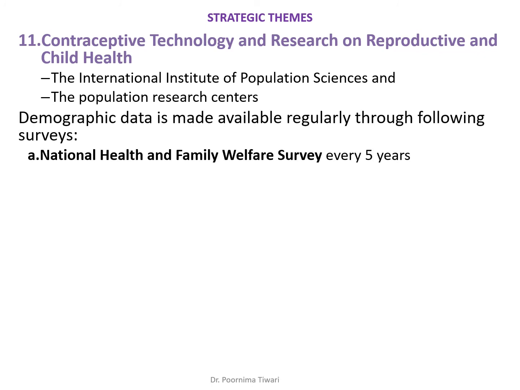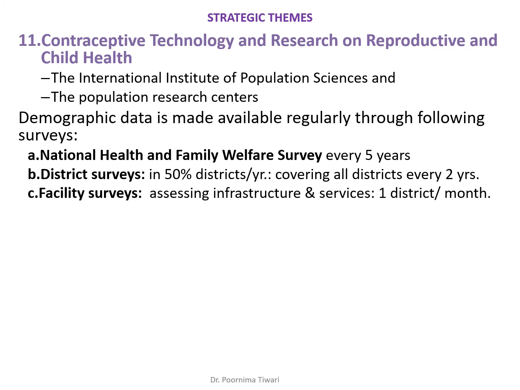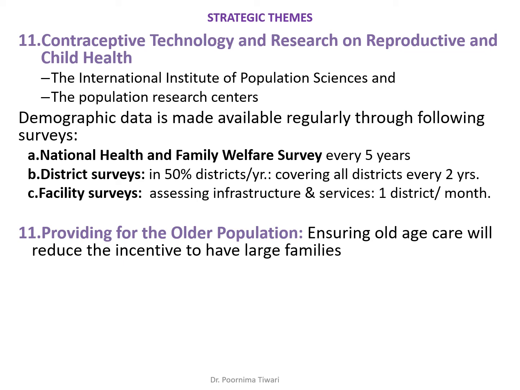In addition, demographic data is provided regularly through the following surveys in the country: National Health and Family Welfare Surveys, which is done every 5 years; district surveys, done every 2 years, covering say 50% of the districts per year, so every 2 years all the districts are covered. Facility surveys, that means surveys for assessing the infrastructure and services, done one district per month. What is the status of the health facilities?